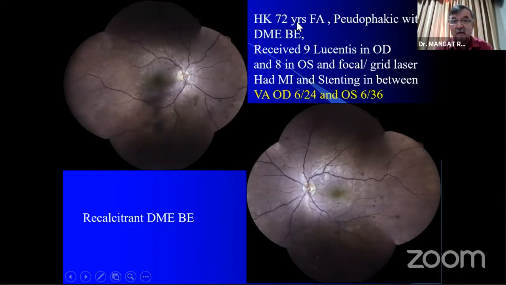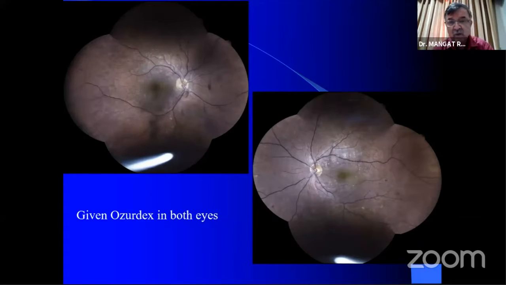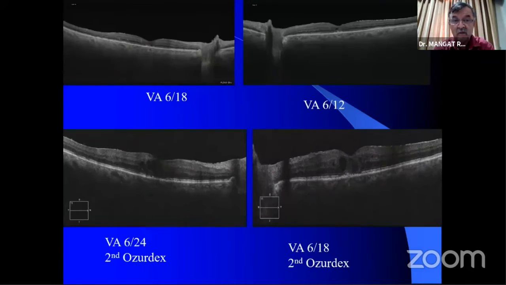I'll show you one example here. This 72-year-old lady is still under treatment with us. She has received 9 Lucentis and a lot of focal laser, and had an MI and stenting in between. A happy lady, 6/24, 6/36. She was a recalcitrant DME like this. We offered her Ozurdex in both eyes. You can see the Ozurdex has been given. She improved remarkably. The entire fluid went away, which it was not doing with anti-VEGF at all. Obviously, it did recur, and we gave a second injection. I think she has already received, by now, her fourth injection in each eye. She is doing very well and is happy with the treatment.